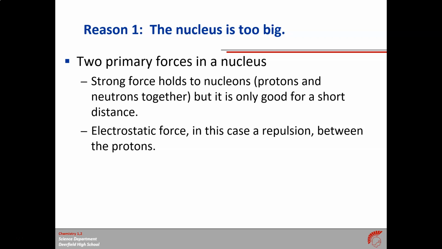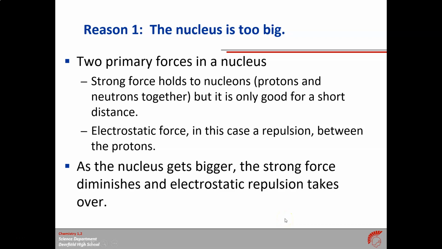So in the nucleus, you want to have enough protons to keep the positive charges separated from each other, but you don't want to have too many nucleons so that the strong force is weakened. So big atoms have a lot of protons, so increased repulsion, and diminished strong force because there's so many nucleons. As the nucleus gets bigger, like I said, the strong force diminishes, the electrostatic repulsion takes over, and pretty soon you have a nucleus that's unstable.